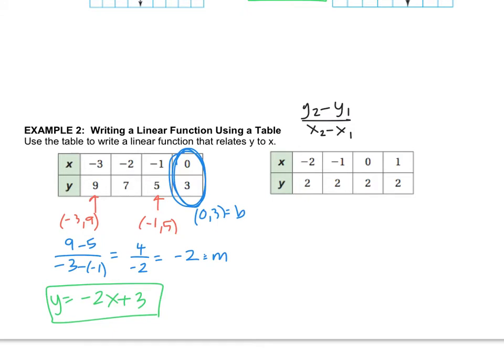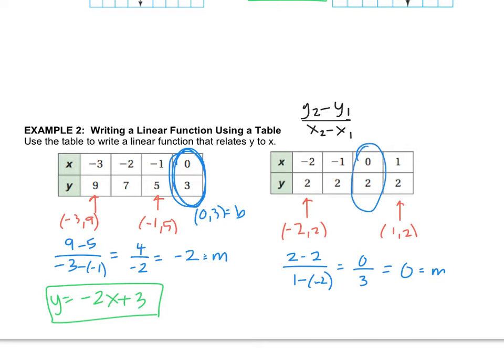All right, we got one more practice. I'll pick 2 points. I'll do that one and that one. So this is the point negative 2, 2. This is the point 1, 2. So in the slope formula, it would be 2 minus 2 over 1 minus negative 2. That gives me 0 over 3. So my slope is 0.